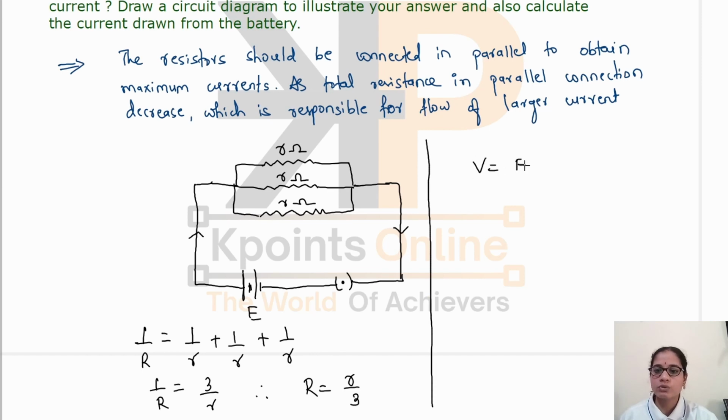V is equal to E volts. And to calculate the current, we know that I is equal to V by R. So I is equal to E by r by 3. So I will be equal to 3E by r.